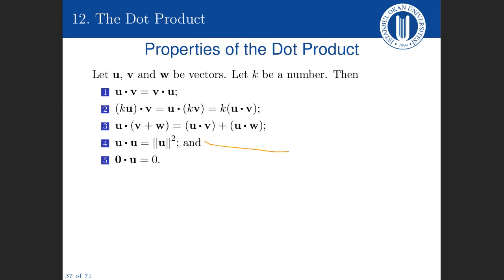u dot u is the same as the norm of u squared. I'll leave this for you to think about. And the zero vector dot u is the number 0, as we saw on the previous slide.